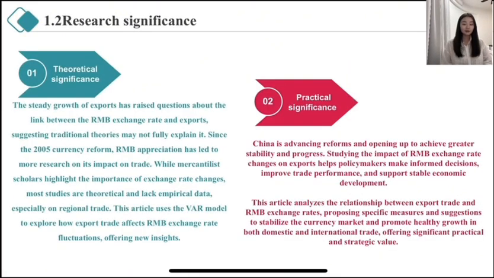Okay, next, I will introduce 1.2, research significance. This article explores the link between RMB exchange rate and export trend, addressing theoretical gaps and providing fresh insight. Using the VAR model, it highlights the importance of understanding exchange rate impact to support policy decisions, stabilize the currency market, and promote sustainable trend growth, offering both theoretical and practical value.